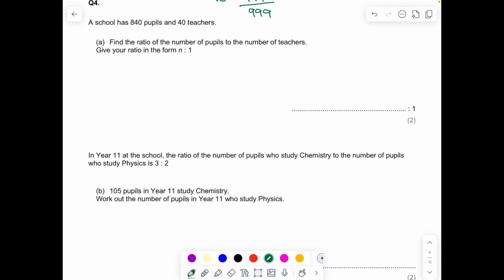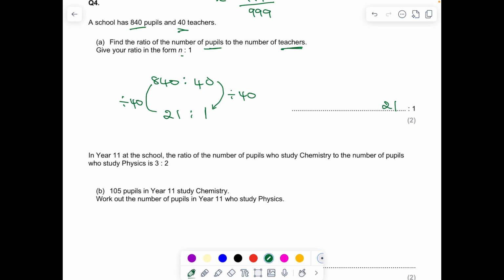Okay, next one, find the ratio of pupils to number of teachers. Remember, you have to do it in the order it's written in. So there are 840 pupils and 40 teachers. Okay, so pupils to teachers. Then it says give it in the form n to 1. So we want to make this side 1. So in order to do that, I've divided by 40. I have to do the same to the other side and divide by 40, which gives me 21. So it's 21 to 1.